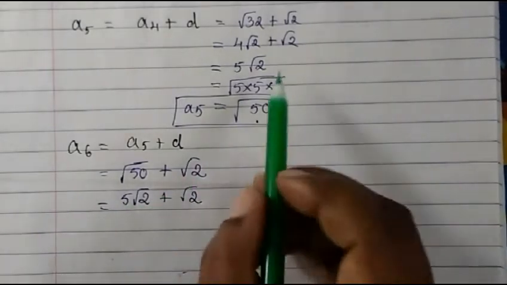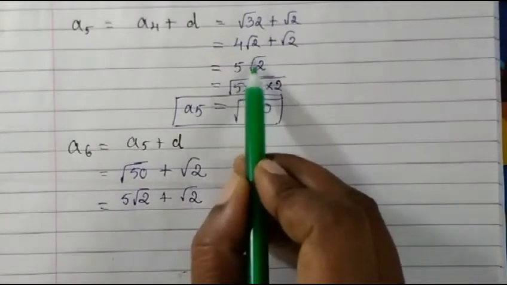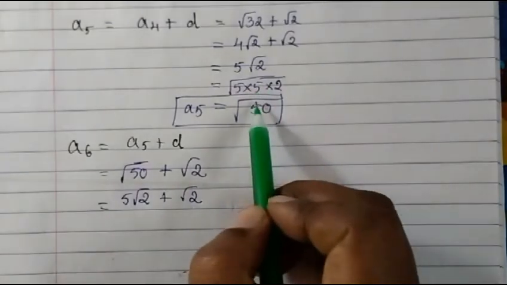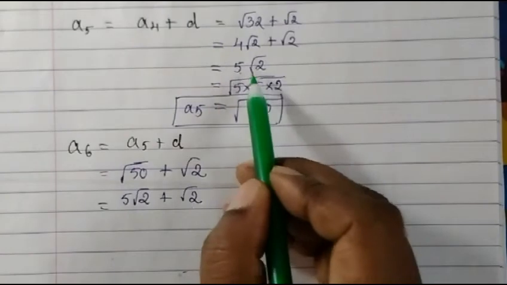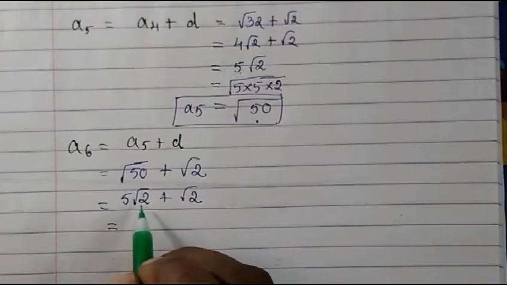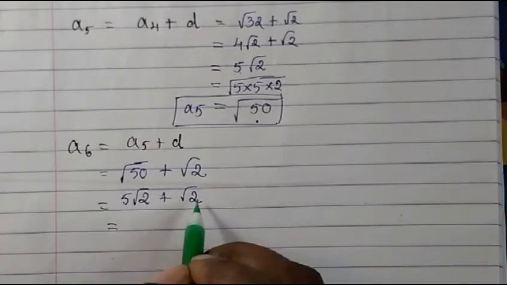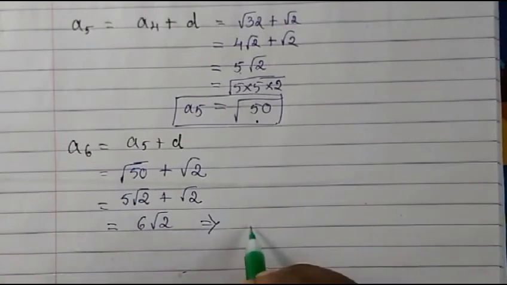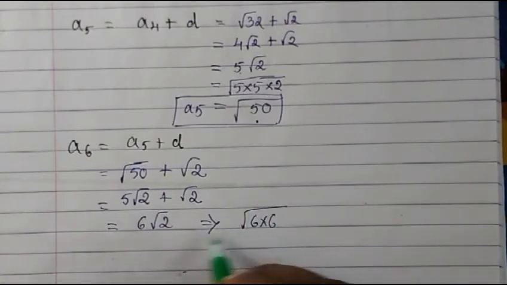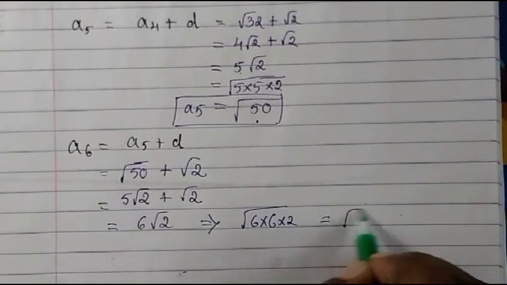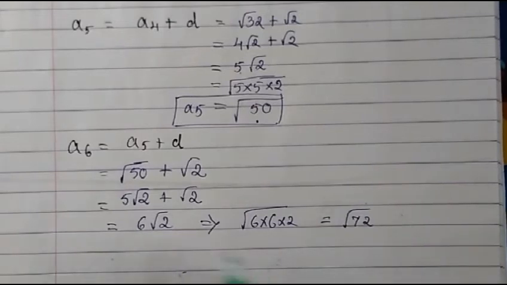I hope you are understanding. See, this is actually 5 in root 2. When 5 comes inside, it becomes 2 times. Then only we are getting 50. So the meaning is that root 50 is this only. That's what I have written: 5 times root 2 plus root 2. So now, 5 times root 2 plus 1 time root 2 will give us 6 times root 2. When 6 we bring it inside, it will become 2 times, then 2. So when we calculate, it will give us 72. So this is our A6.